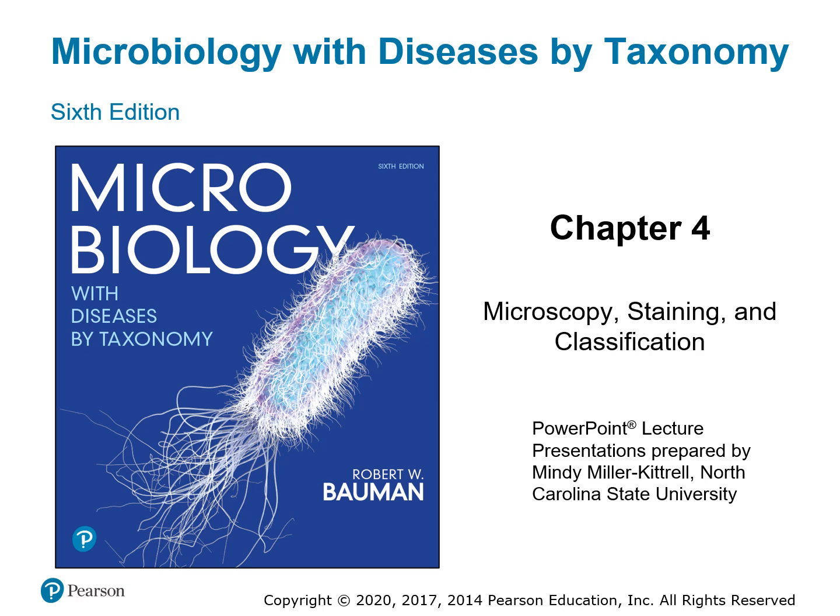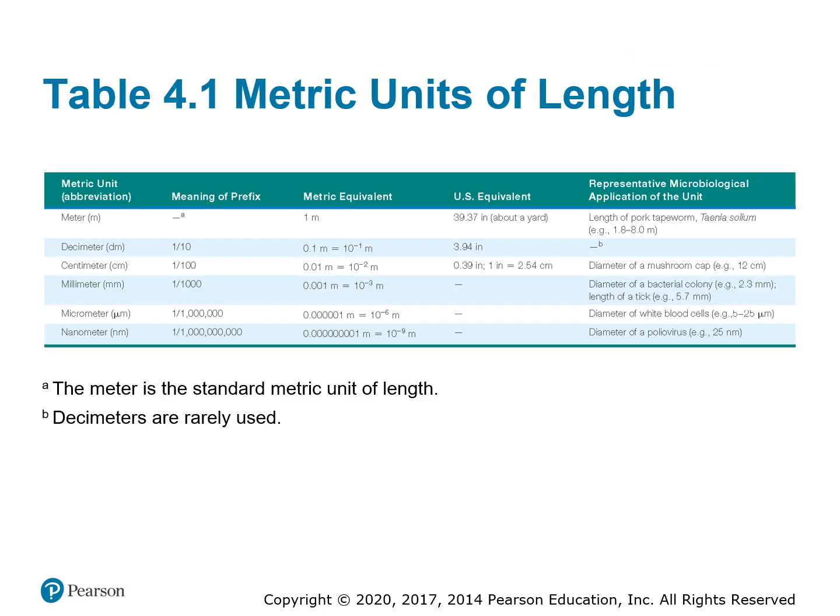Hello everybody, this is going to be chapter 4 on microscopy, staining, and classification. One of the first things that this chapter talks about is the metric units of measurement, and of course this is used in conjunction with things like microscopy to try to understand how small or the scale of things when compared to others. So make sure that you're able to go from one unit to another.